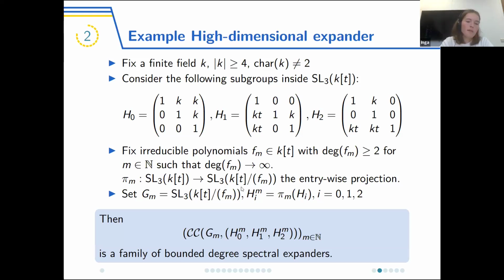And then we look at the images of the subgroups under this projection, and we do our coset complex construction and get an infinite family of bounded degree spectral expanders.